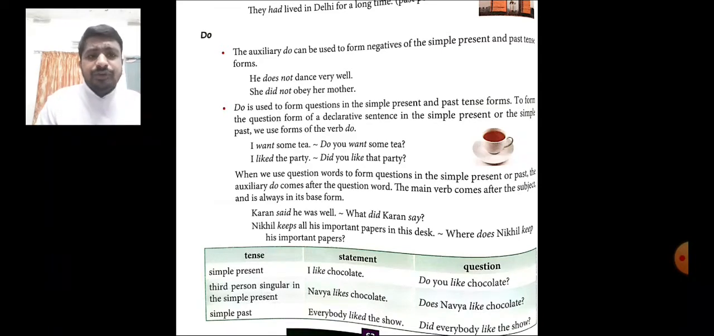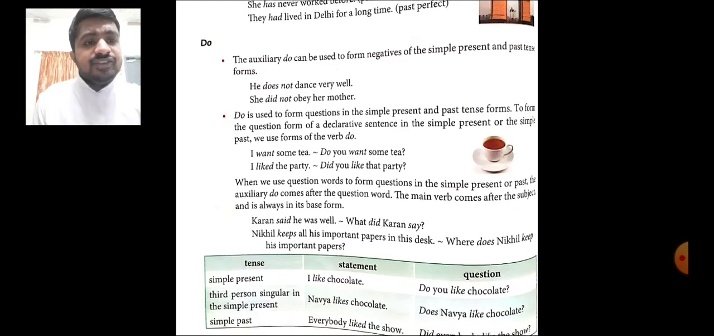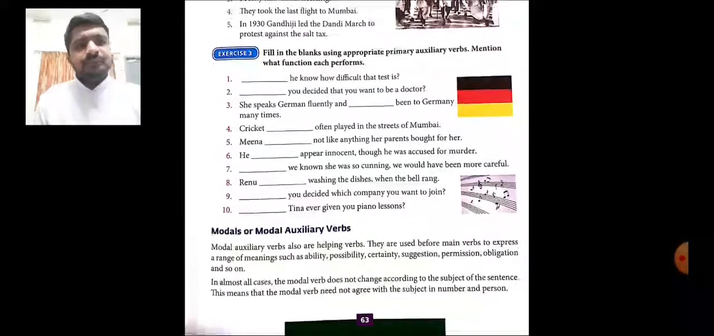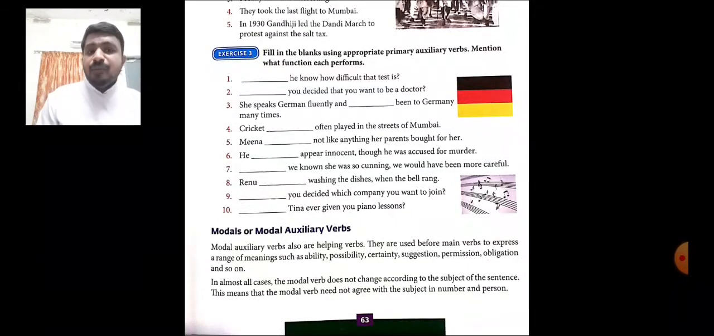Now how it is being used is given in a table, and you can just read that table and see to it that you understand these things. Now we shall move to the next category, modals or modal auxiliary verbs. Modal auxiliary verbs are also called helping verbs.